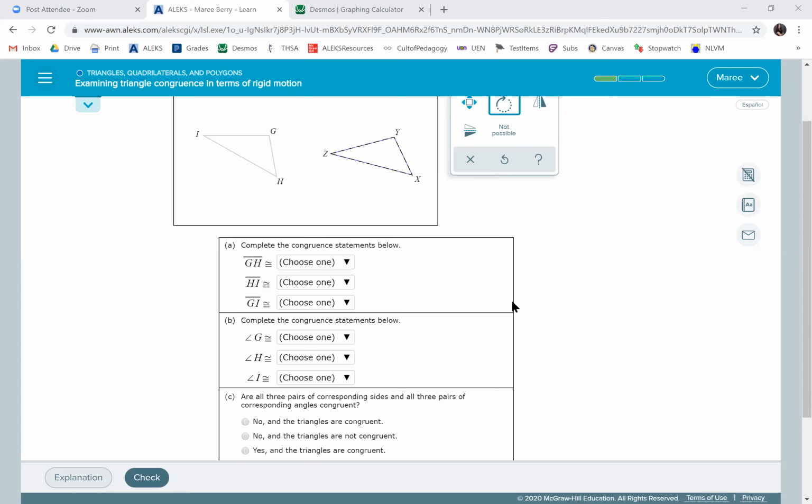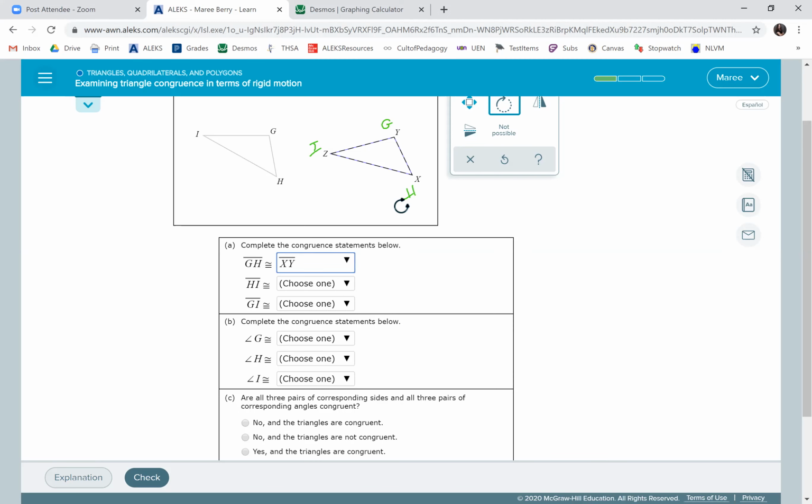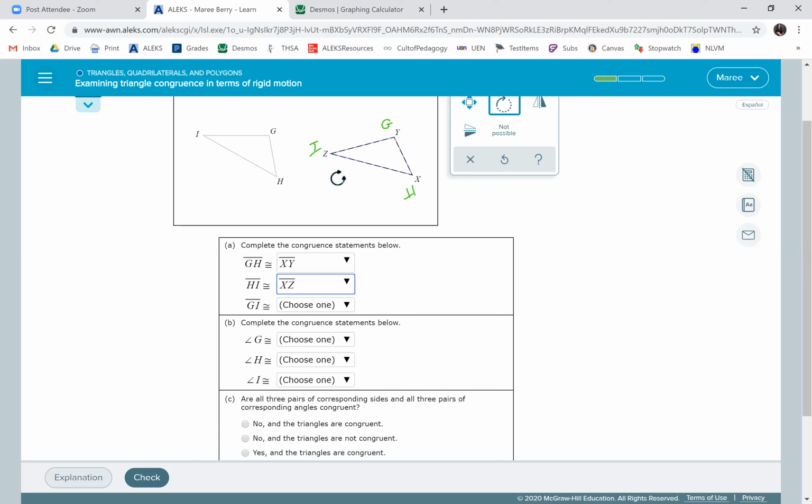So we had G was with Y, I was with Z, and H is with X. Okay, so we're going to choose one. GH is YX. Okay, HI is XZ. I want you to know how to do it in order, okay? GI is YZ.